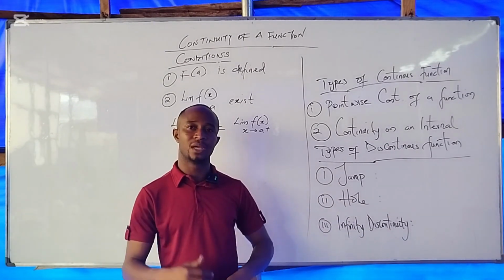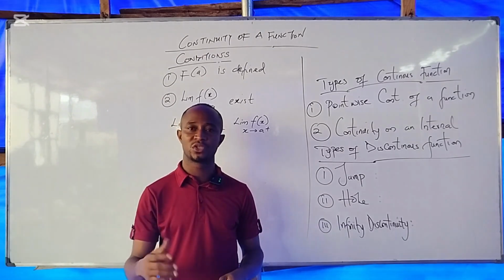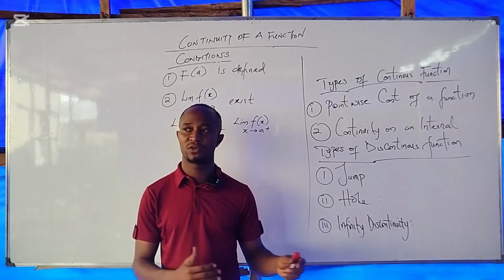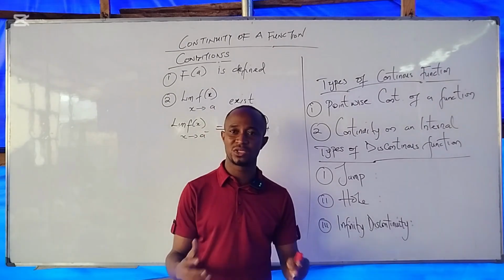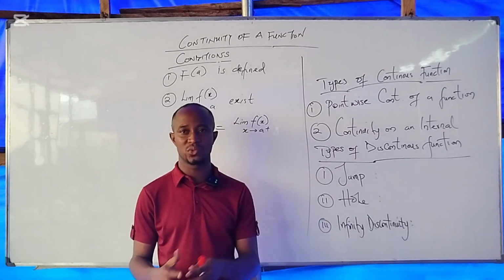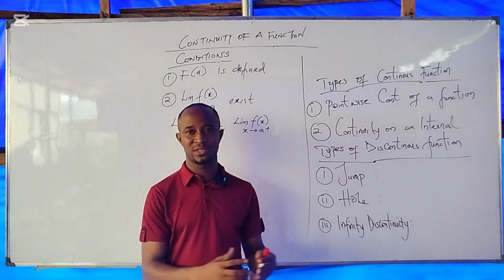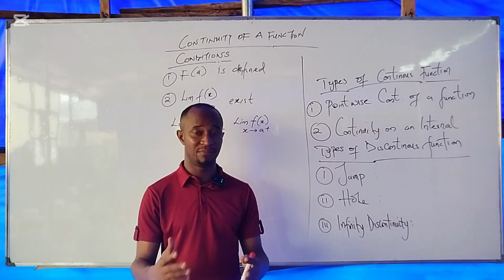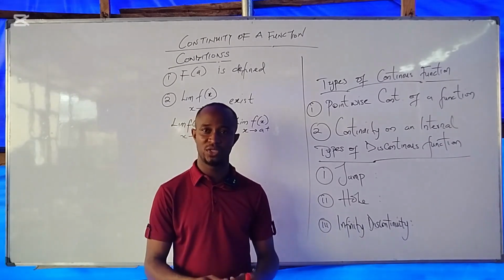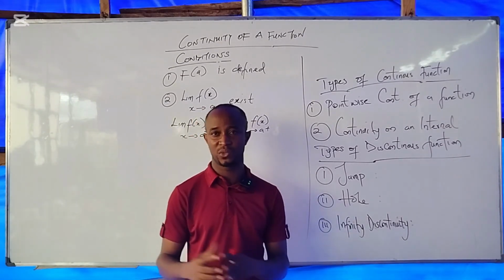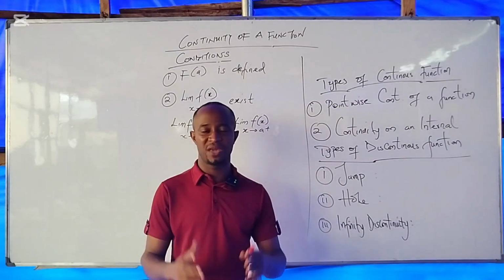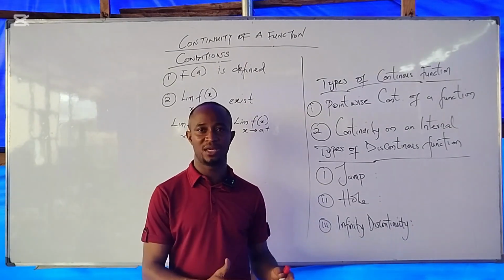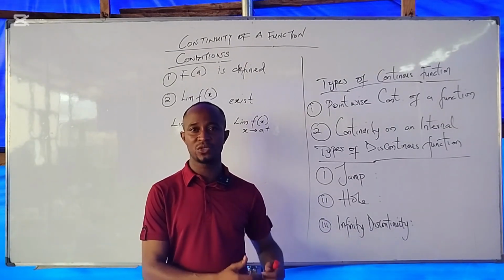All right. So I want us to look extensively at continuity of a function. Now, what does it mean for a function to be continuous? A function is said to be continuous at a certain point x equals a if the function satisfies three cardinal conditions. I repeat again, a function is said to be continuous at a certain point x equals a if that function satisfies three conditions. The first condition is that f of a is defined. f of a must be defined.